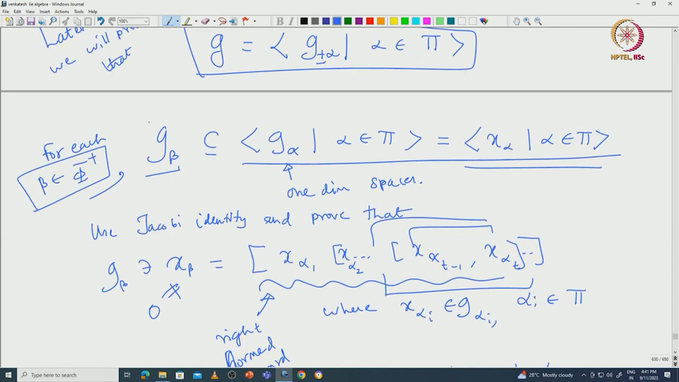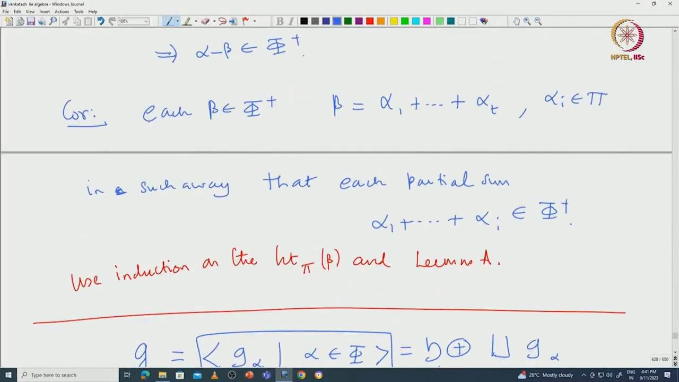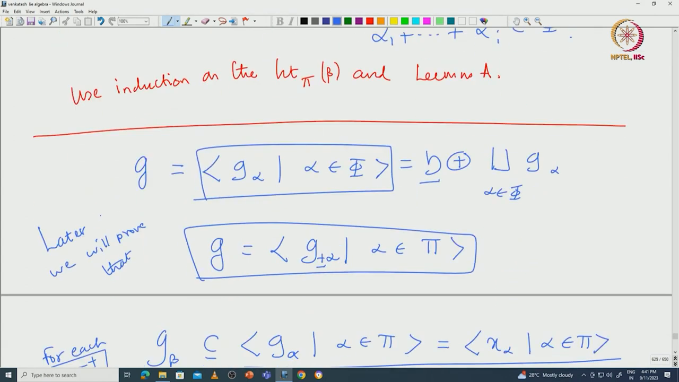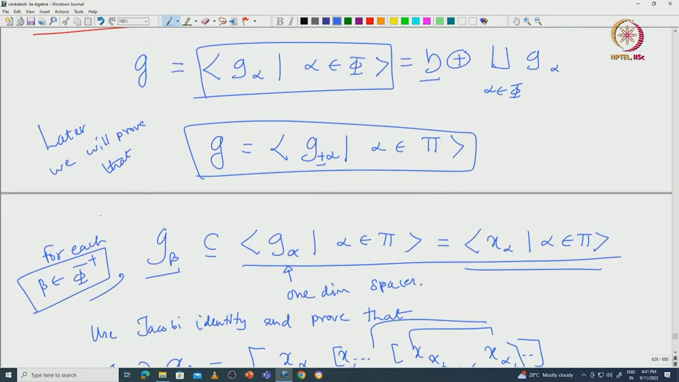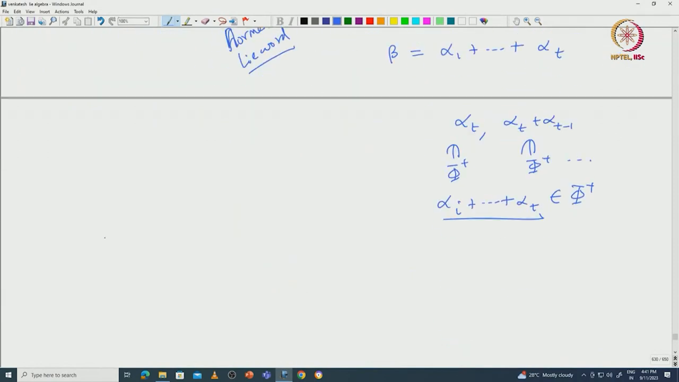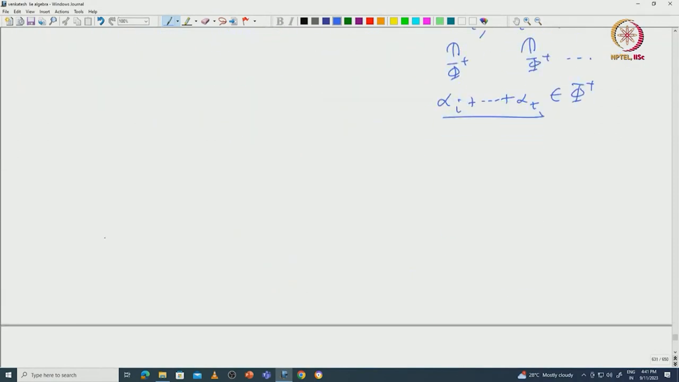So, this is the Lie algebra interpretation of the same result, but in the root system case it is not that hard to prove. This also means something in Lie algebras, that is what I wanted to say. Okay, this is about some particular root spaces or root vectors generating g, that is what it reflects. Okay, let us get back.